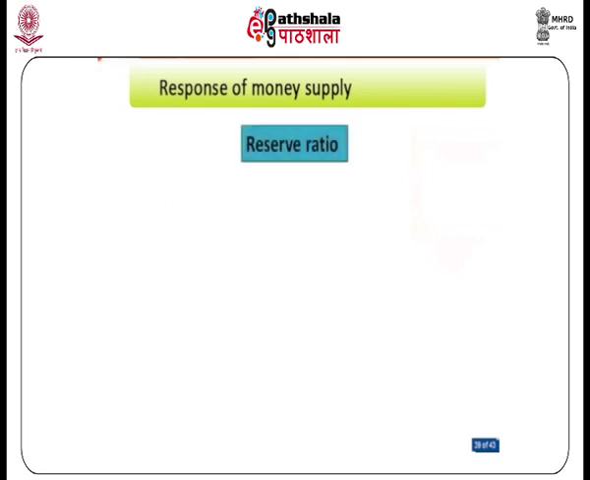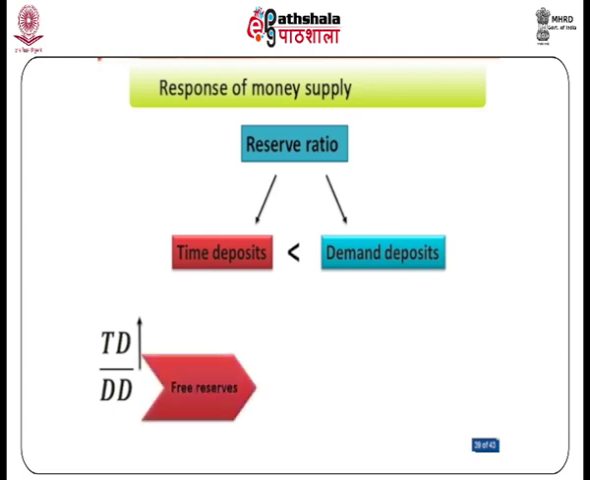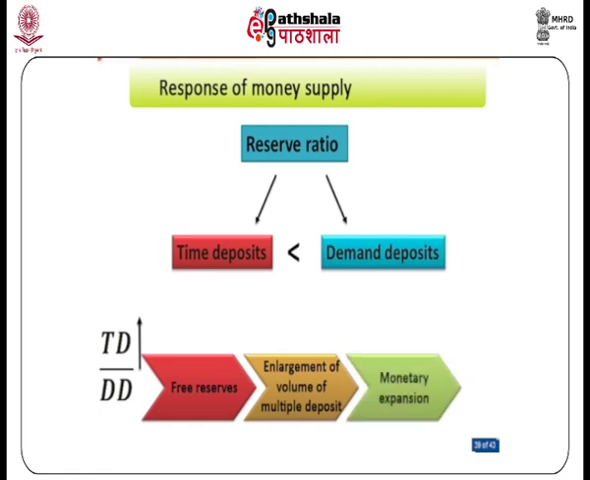Initially, the reserve ratio on time deposits was lower than that for demand deposits. Then, an increase in the TD upon DD ratio raised the availability of free reserves, and the consequent enlargement of the volume of multiple deposit expansion led to monetary expansion.